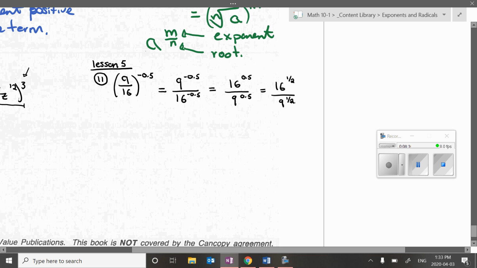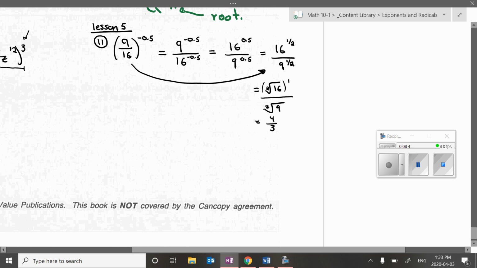I showed a lot of steps on this one. Quite frankly, you could have gone from this very first line all the way to the last line in one step. That would have been fine for you to do that. Anything to the power 1/2, I'm now doing that 2 is my root, so I get the square root of 16 to the power of 1. Do I need to include that 1? No. But I just want you guys to recognize that. So the square root of 16 is 4, square root of 9 is 3. So 4/3 is your final answer.